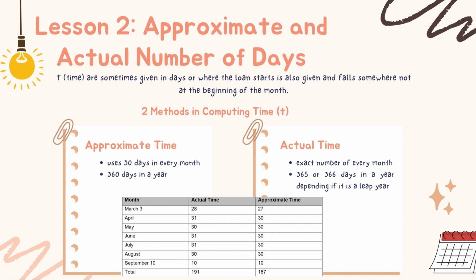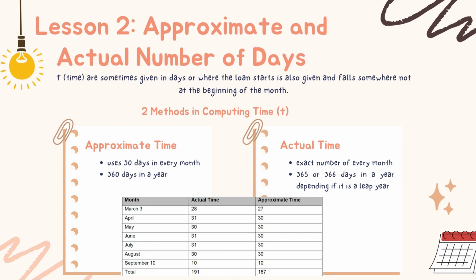Our formula is I = PRT. So, T is time. Usually, sometimes we are given days only, not years. In the examples earlier, they were in years, 3 years, 2 years. But sometimes they are given in days, especially if the loan starts and falls somewhere not at the beginning of the month.